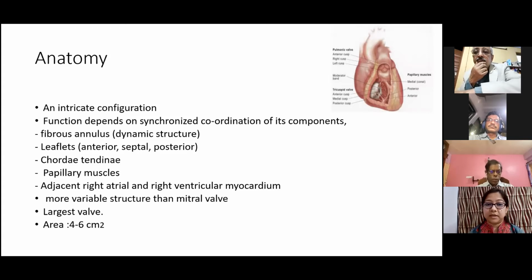Now the leaflets: the anterior, septal, and posterior. The largest leaflet is the anterior, and the septal is the more tethered one, which is attached and less mobile. The smallest one is the posterior, which has a number of commissures and is mostly variable.